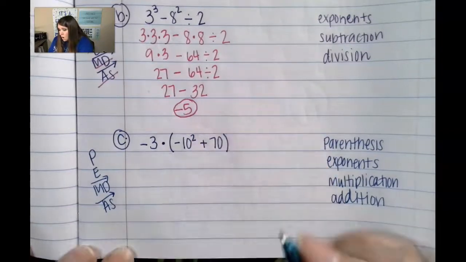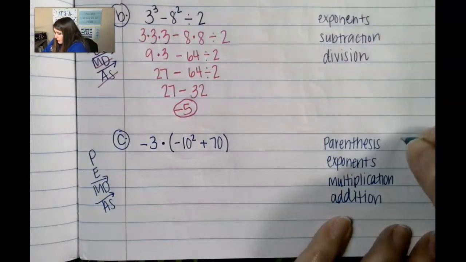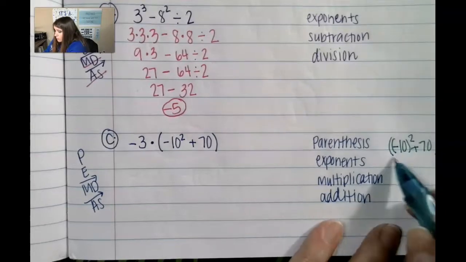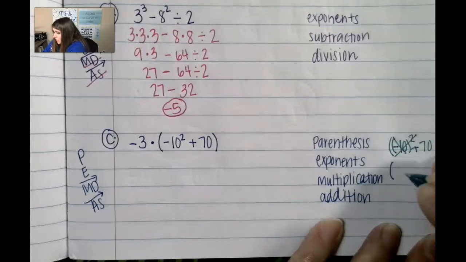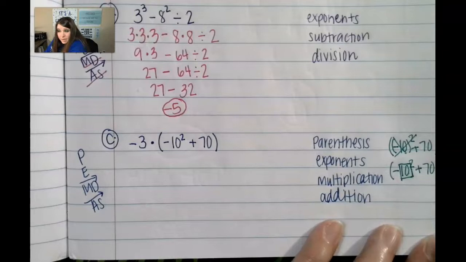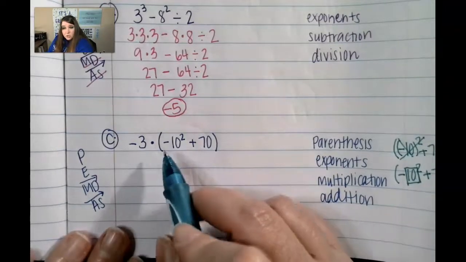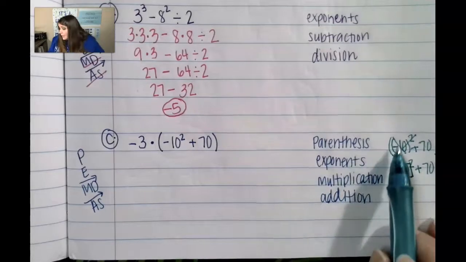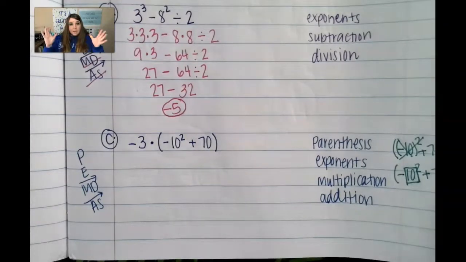So 10 squared, I know that this has parentheses around it. However, the parentheses do not look like this over here. They do not have parentheses within parentheses. Instead, the parentheses are only to separate the negative 10 squared plus the 70. So the only thing that we're worrying about squaring here is the 10, okay? We don't need to include the negative sign. If we did need to include that negative sign, we would have it inside of the parentheses again. So it would be like nested parentheses. Okay, so don't let that confuse you.